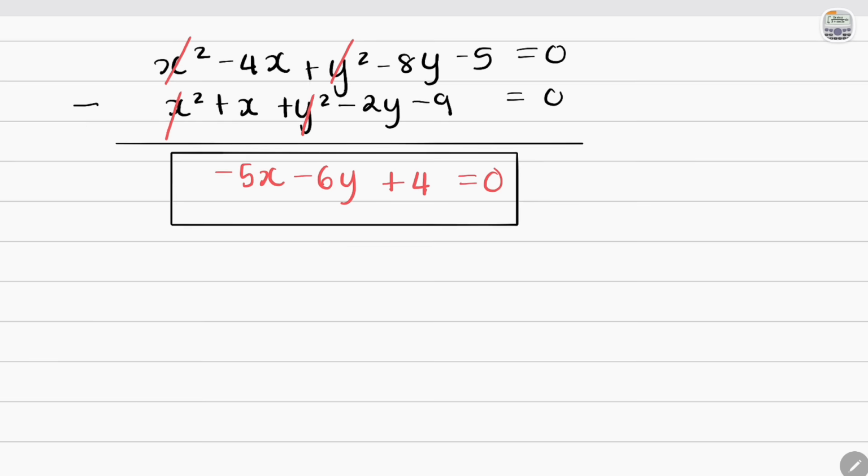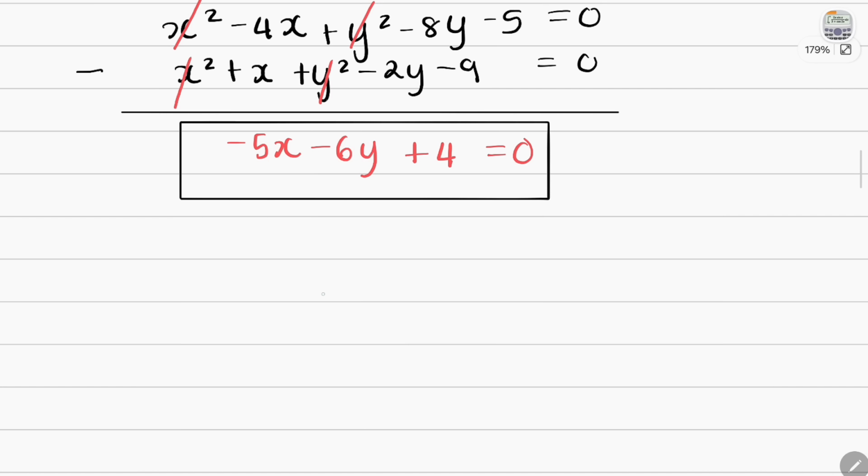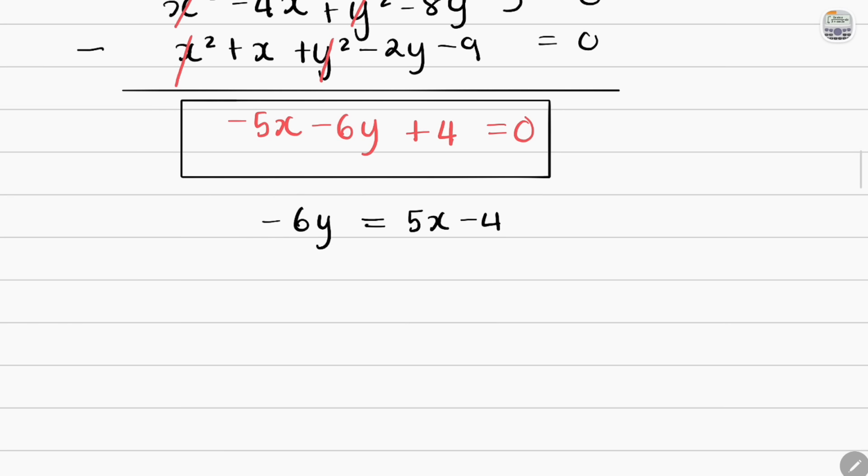You can't stop at this point. Or you can write it in the form of y equals mx plus c. That's also fine. So you just make y the subject here. So negative 6y is equal to, and I'll take everything over. So that's positive 5x minus 4. And then you must divide both sides of the equation by negative 6.